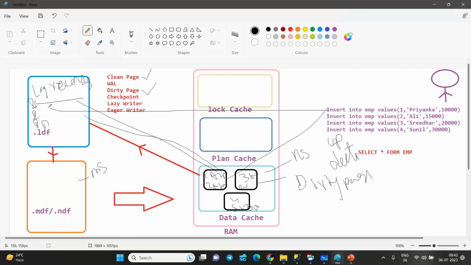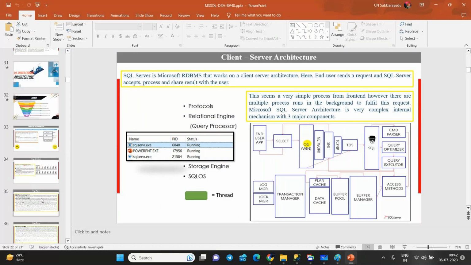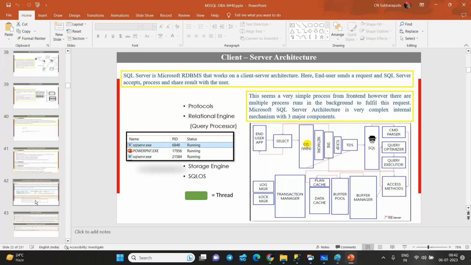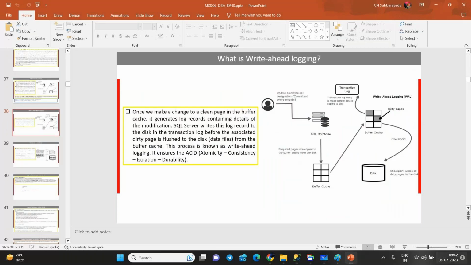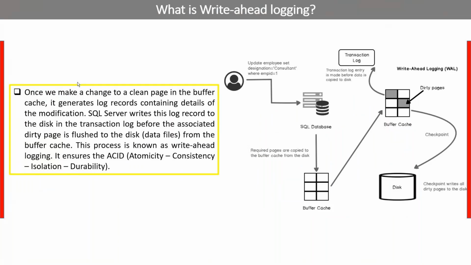So who is taking that responsibility? WAL. WAL stands for write-ahead logging, sir. Once we make changes in the clean page in the buffer cache, it generates the log records containing the details of the modification. Once you perform a change in the clean page, parallelly it will also generate the log records.